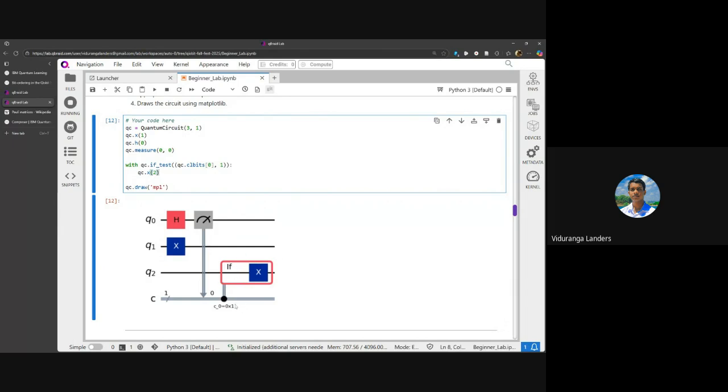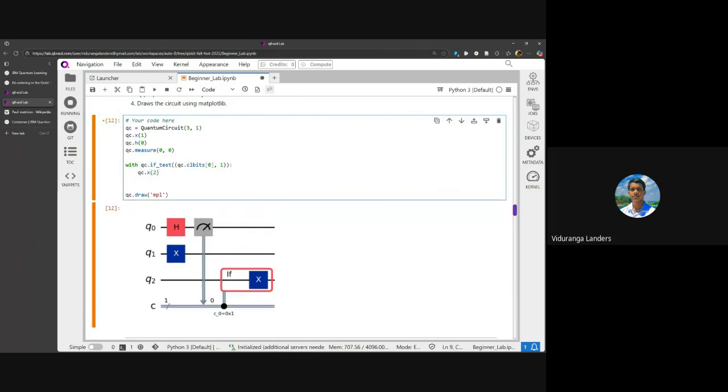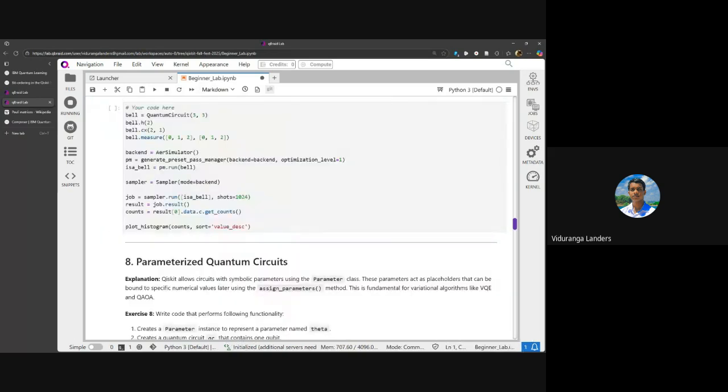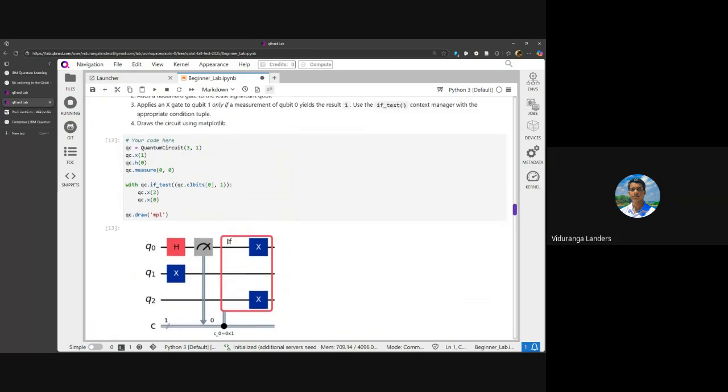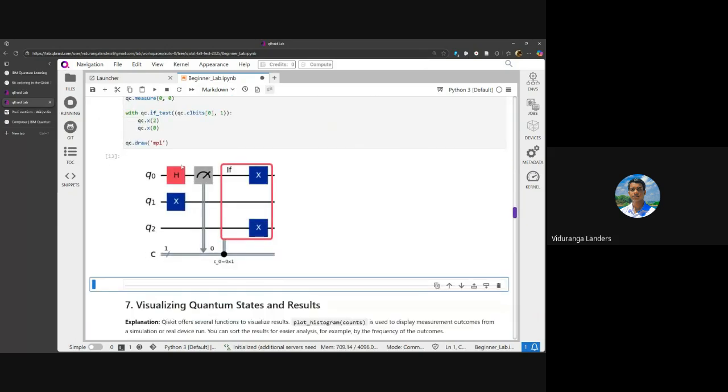So I hope that's clear for you guys, because I can maybe add another gate here. So let's say I wanted to use the 0. It should be possible. Yeah. So you can see, based on the measurement of this, I am adding this entirely new circuit. So that's one thing with the classical control flow.